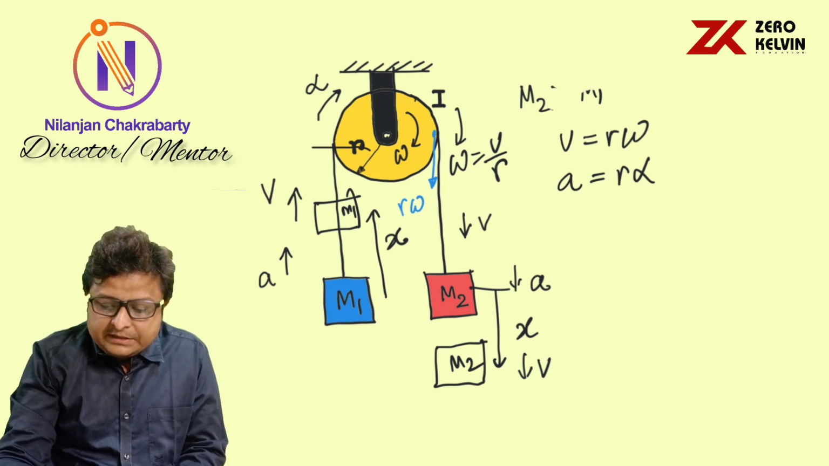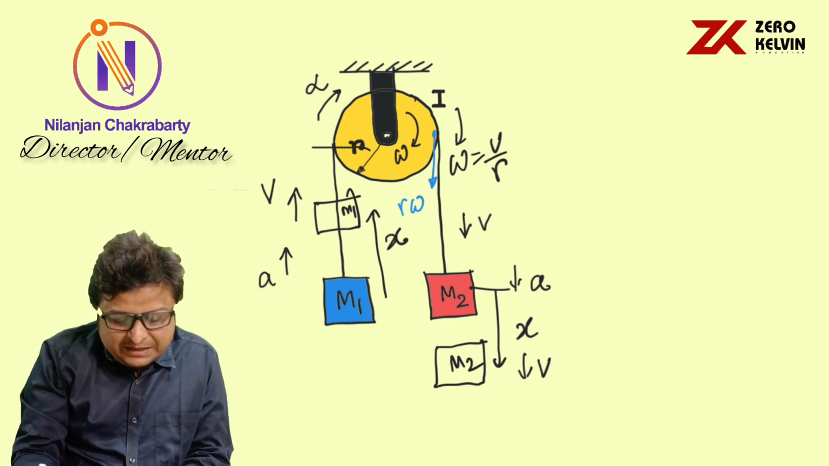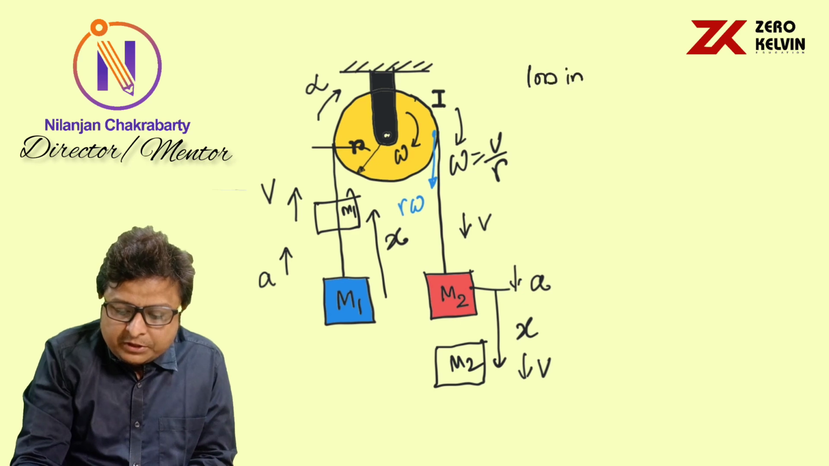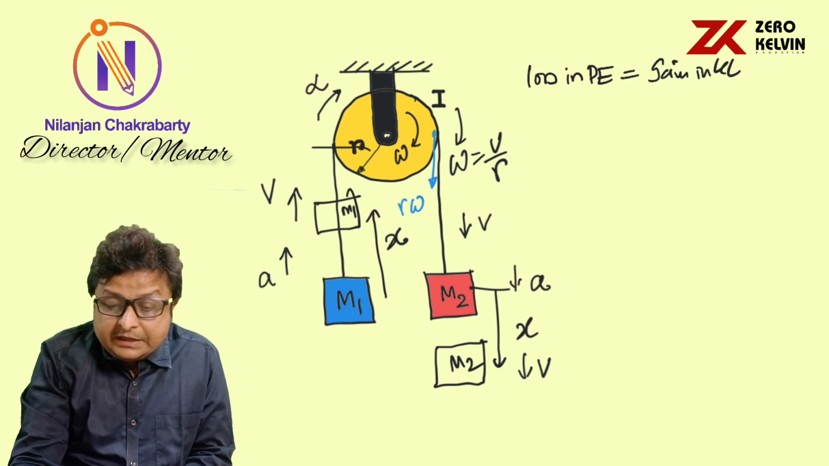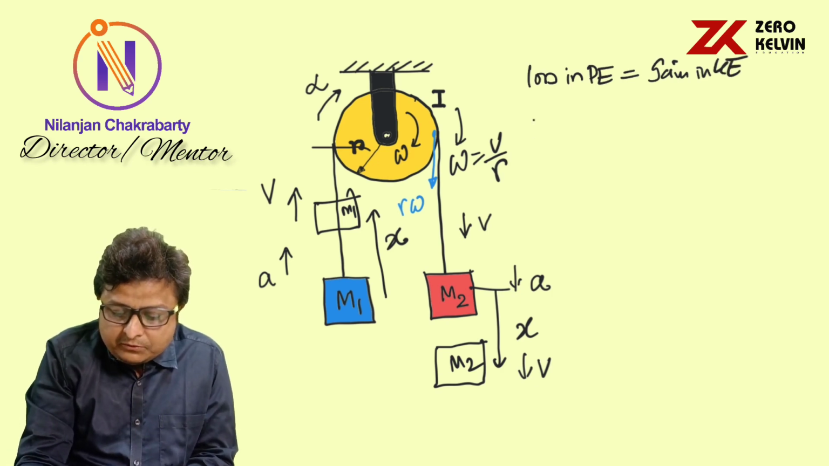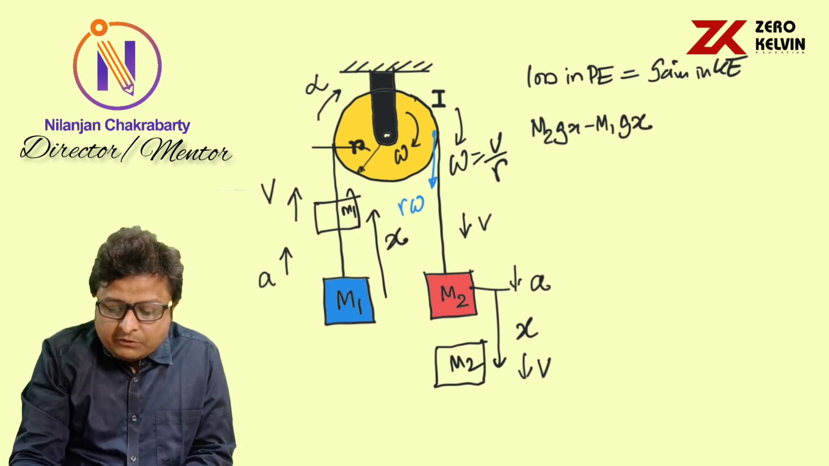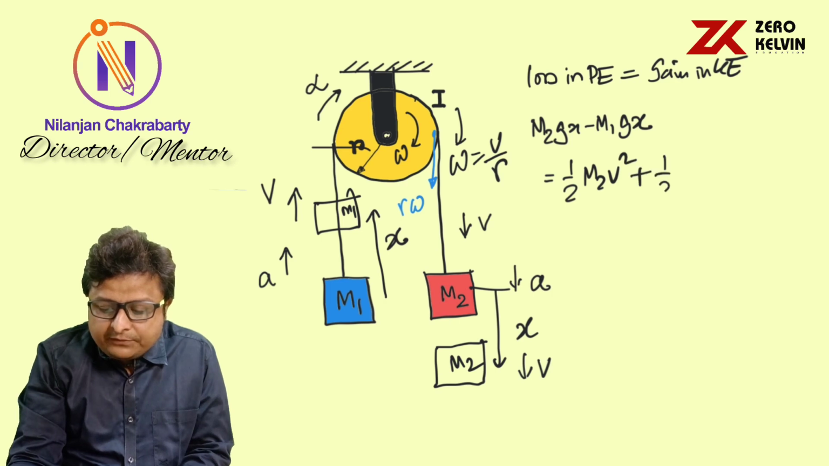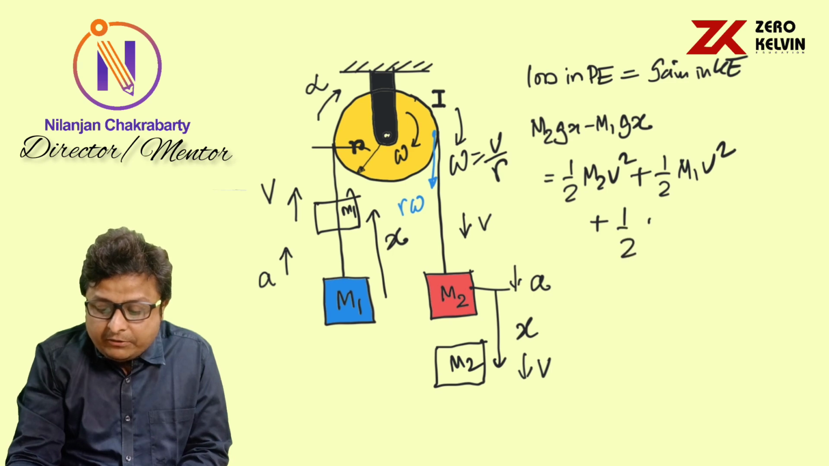Now let us write the work-energy equation. In the work-energy equation, the loss in potential energy is the gain in kinetic energy. That's for the system, not for the individual blocks. So loss in potential energy equals gain in kinetic energy, for the entire system. So M2 loses potential energy: M2 g x minus M1 g x equals the gain in kinetic energy. So half M2 v squared plus half M1 v squared, and don't forget to include the pulley, half I omega squared, that is v squared by r squared.